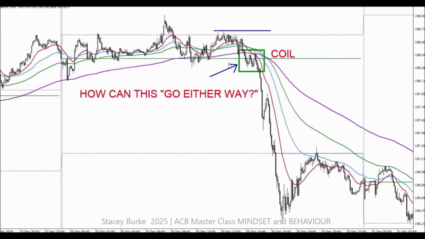So I'll close on this. How can I mess this up? How can I get chopped up in here? How can I screw this trade up? I can only go one way. That's the whole point of the ACB, a nice tightly coiled market, positioning myself, scaling in, managing my risk, going to break even, and locking in the profits. If it's not a nice, tightly coiled, well-engineered chart, I'm not trading it. It's as simple as that.